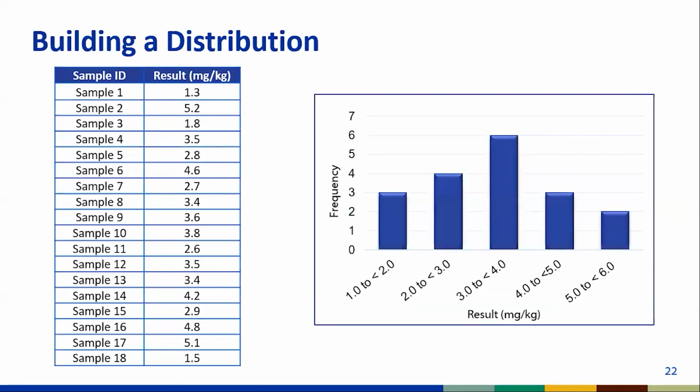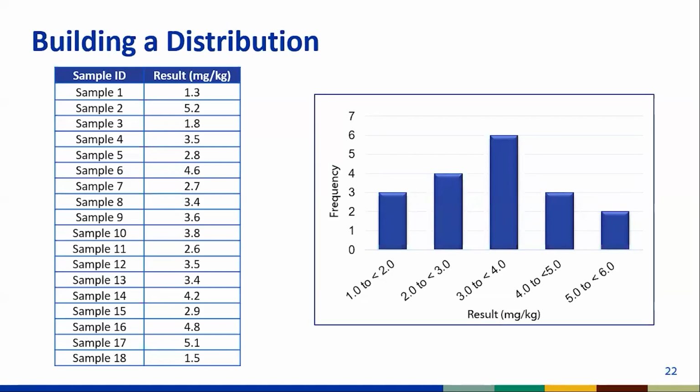To further illustrate the concept of data distributions, I will now quickly show you how an environmental data set fits into a distribution. On the left side of this slide, I am showing a table of analytical results for 18 soil samples. For example, sample 1 was reported at a concentration of 1.3 milligrams per kilogram, and sample 18 was reported at a concentration of 1.5 milligrams per kilogram. The figure on the right shows how these data are plotted on a histogram.